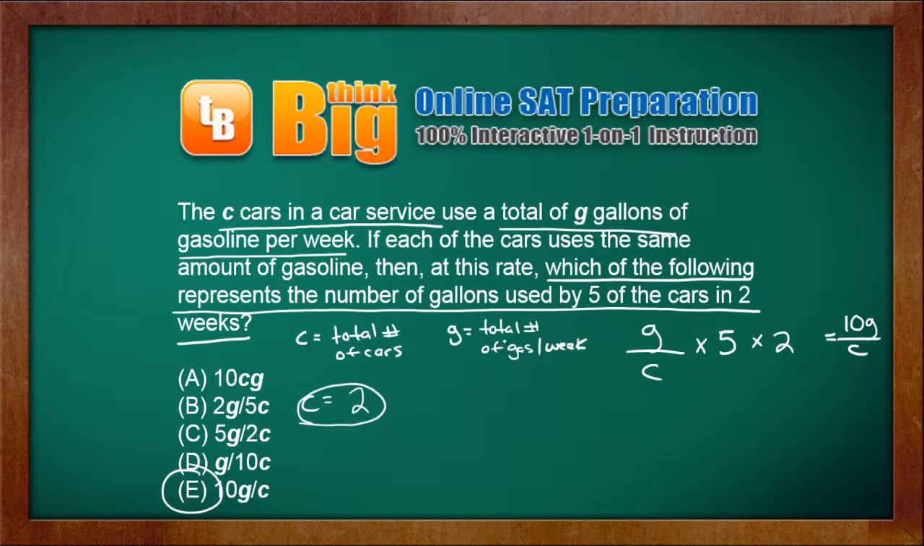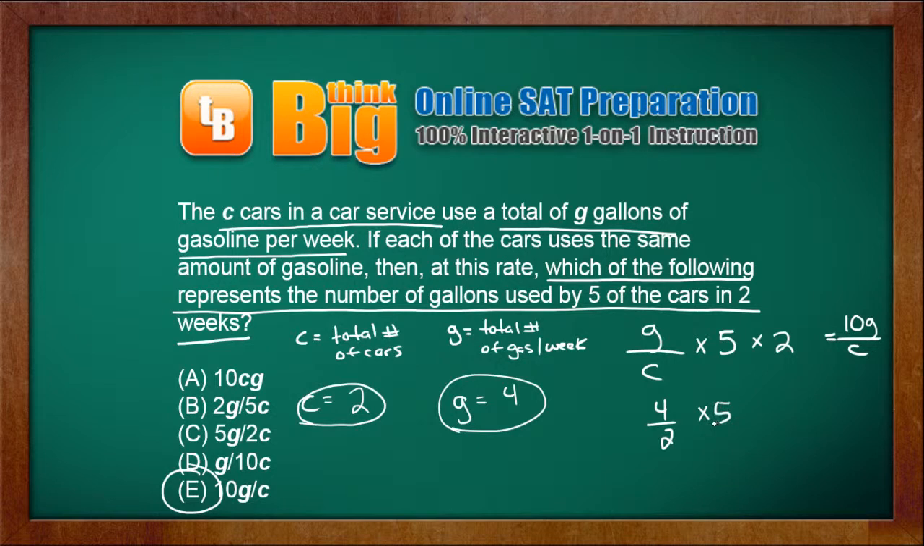G equals total number of gallons of gas per week. Let's set G equal to 4. Find the amount of gallons used by 1 car per week. G over C, or 4 over 2. So each car uses 2 gallons per week.